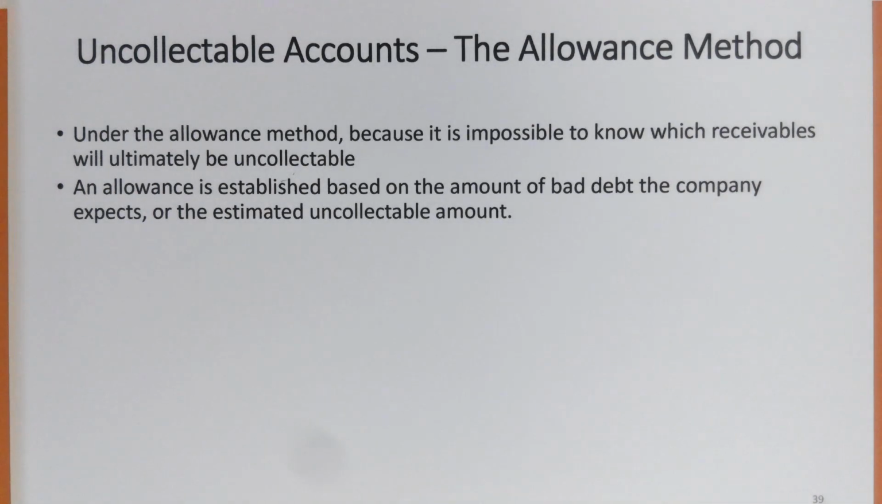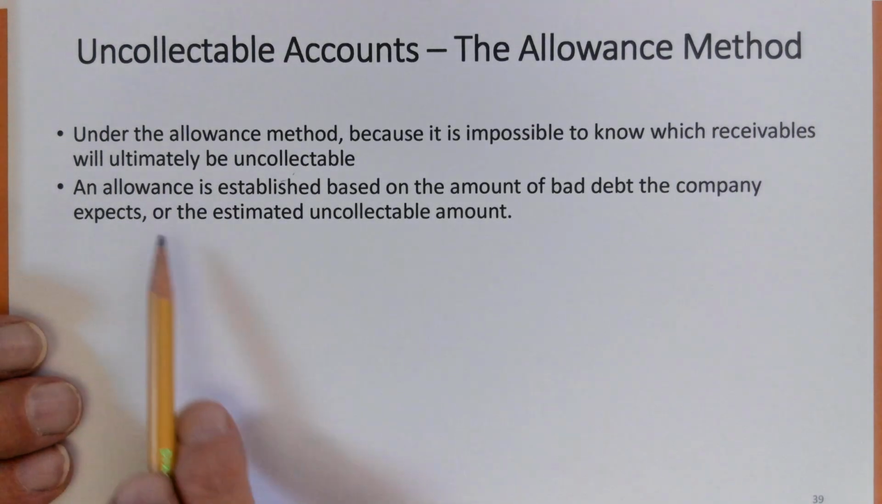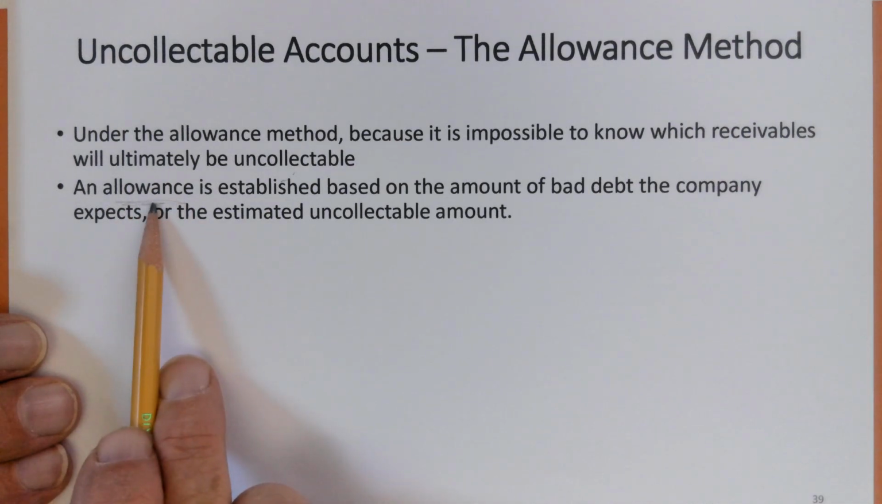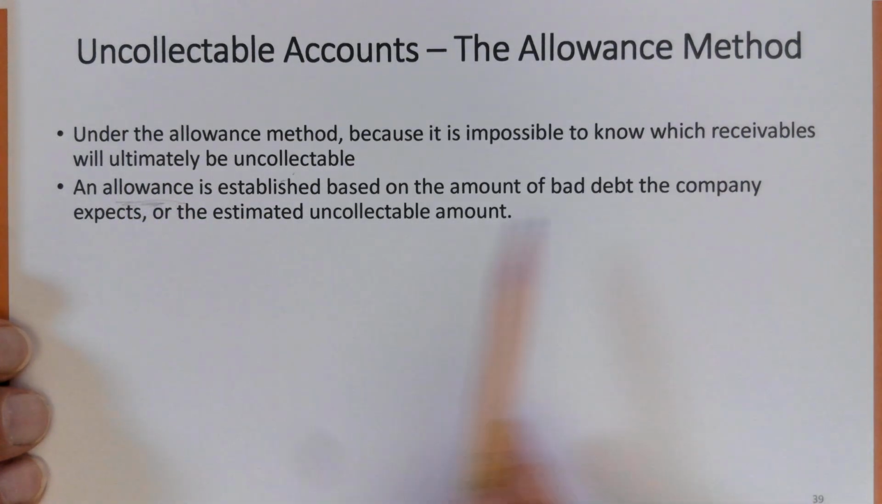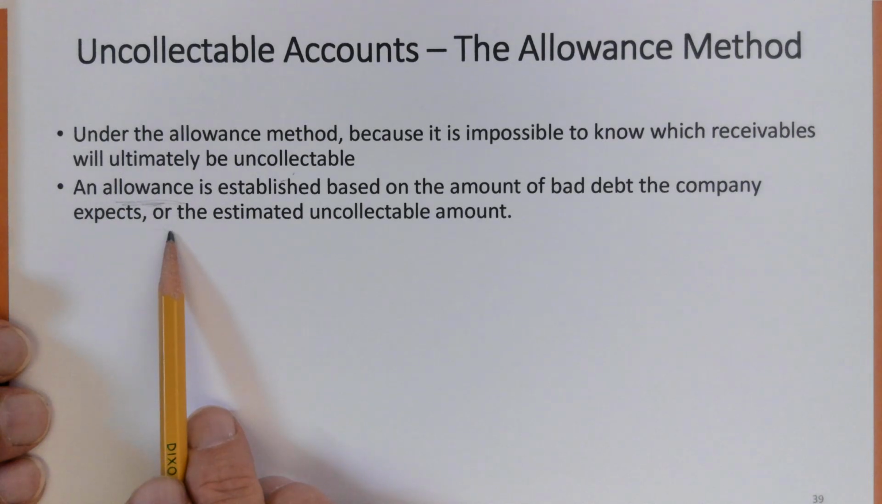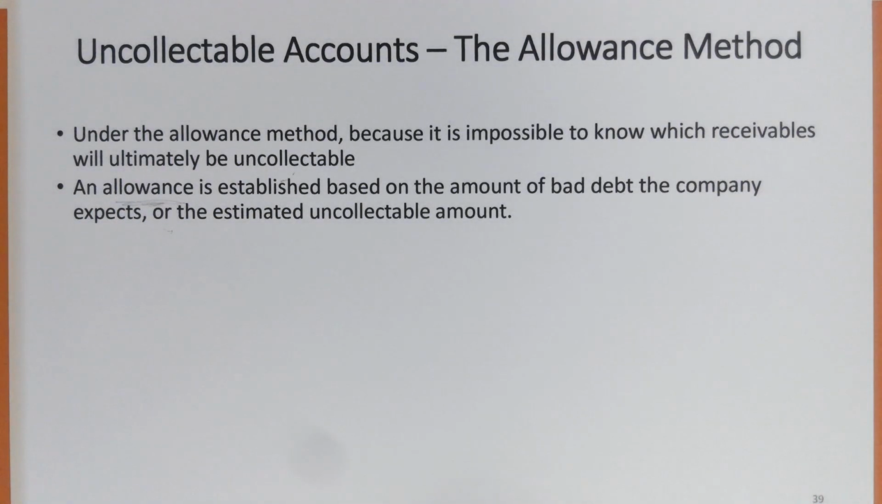It's impossible to know which sales are going to be uncollectible. And therefore, what happens is we just take a look at the whole situation and create an allowance based on the amount of bad debt the company expects for the estimated uncollectible amounts. So that's what we're going to do. That's what the allowance method is all about. We don't know which accounts won't pay, but we can go ahead and create an allowance, estimating, on average, how much will be uncollectible.